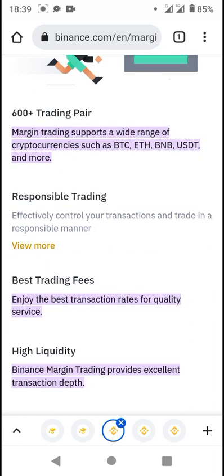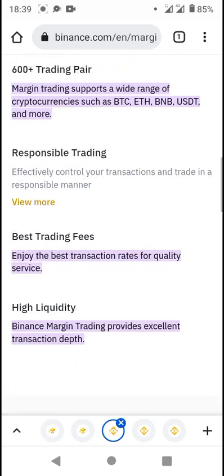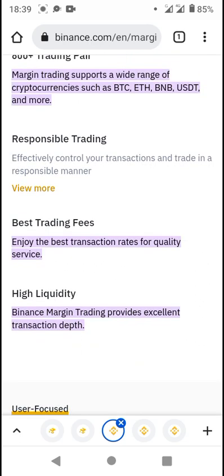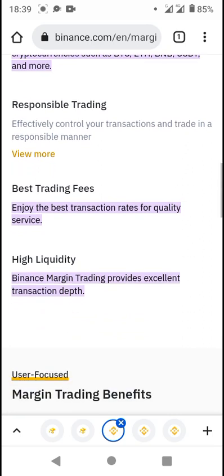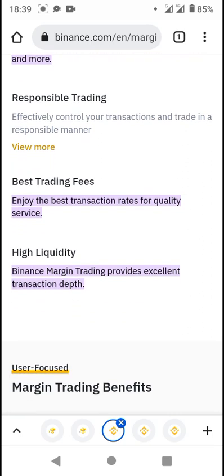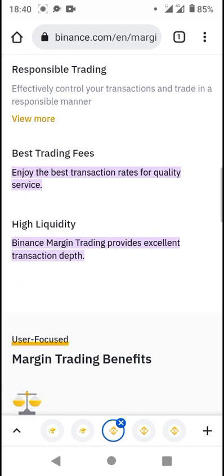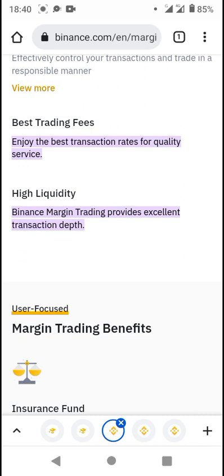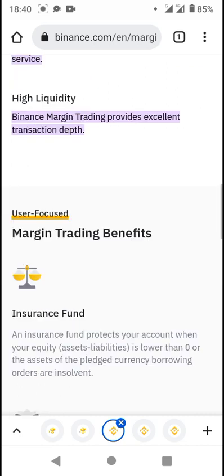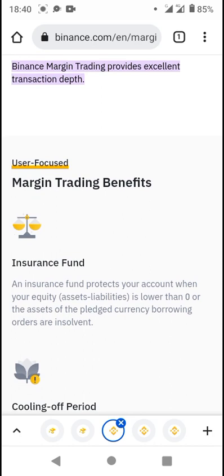And there's also responsible trading. Effectively control your transactions and trade in a responsible manner. Binance margin trading also has the best trading fees, so users can enjoy the best transaction rates for quality service. And there's also high liquidity in the Binance margin trading section. Binance margin trading provides excellent transaction depth. So these are some of the benefits of margin trading.